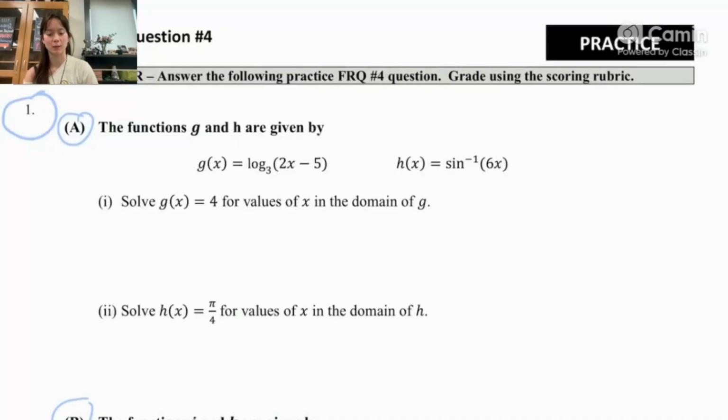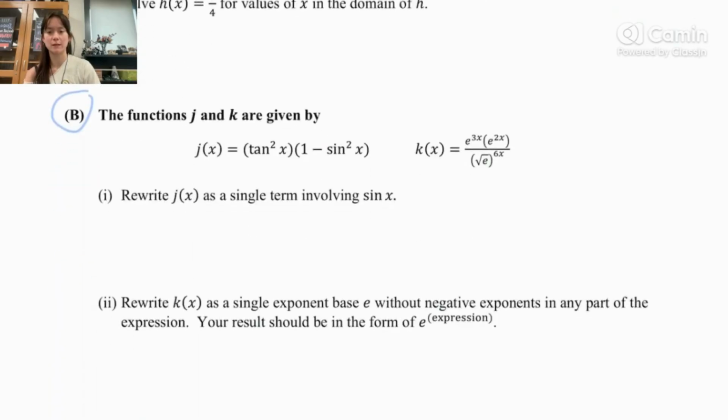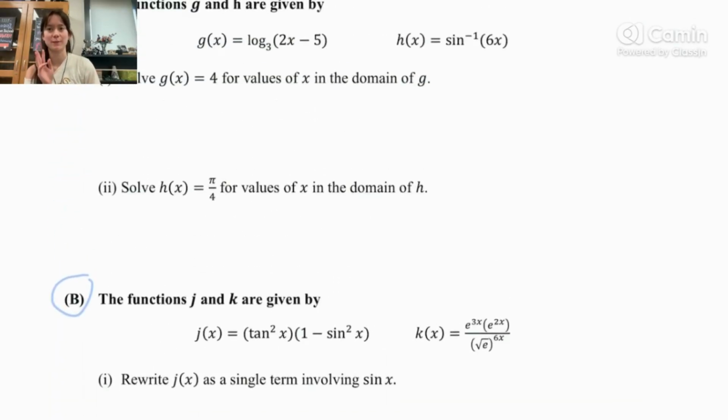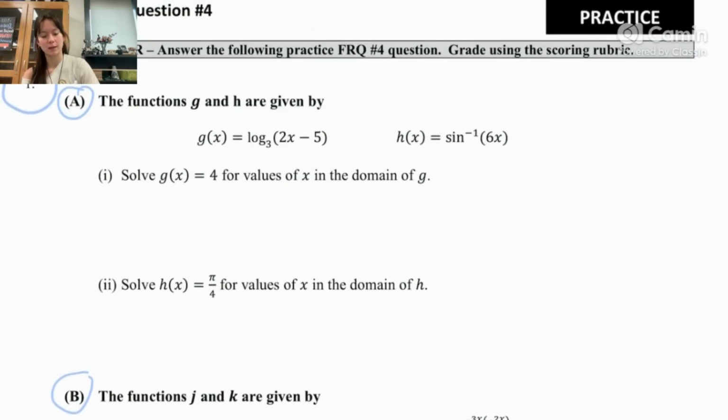Alrighty, we're going to start with question 1, part A. We're going to do parts A, B, and C for questions 1 and 2, and then just the last part of question 3. So, let's start off with applying this question.